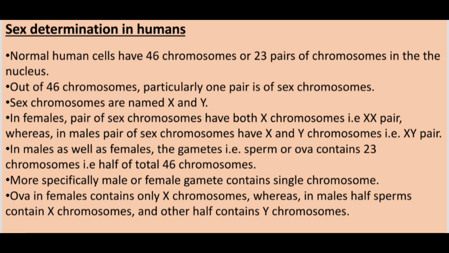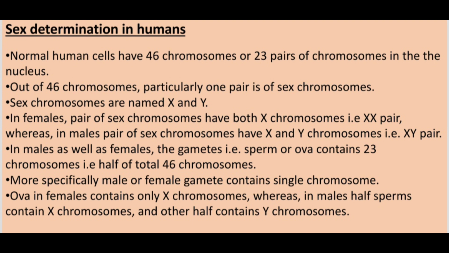Now let's take a brief look over sex determination in humans. Normal humans have 46 chromosomes, that means 23 pairs of chromosomes. We know out of these 23, 22 are autosomes, which are the same in both male and female, but the 23rd pair is heterosomes, which differentiates a male and a female. So we know that male have X and Y and female have XX.